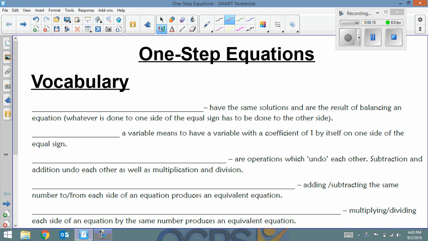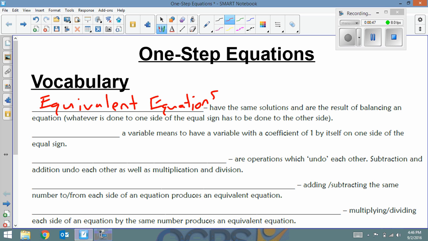Our first vocab term: equations that have the same solutions and are the result of balancing an equation. So when you're balancing an equation, you're making it even on both sides. Think of a weight. You want to make that even on both sides. When we do that, we call this equivalent equations.